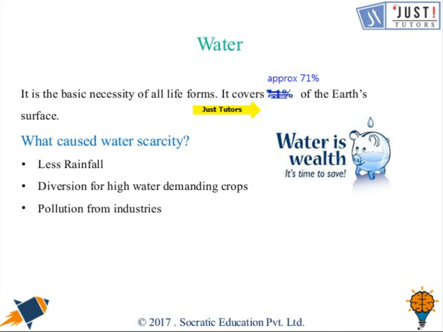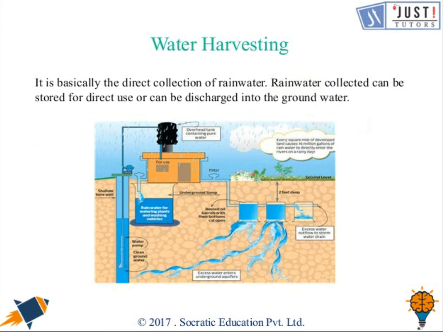Now, what are the reasons of water scarcity? There are many reasons which cause water scarcity. Some of them are less rainfall, diversion for high water demanding crops, pollution, overuse of water, wastage of water, drought, conflict, distance, restrictions by government, destruction of water catchment areas, etc. We need to have a management to conserve water as well. So we will learn about water and management here.